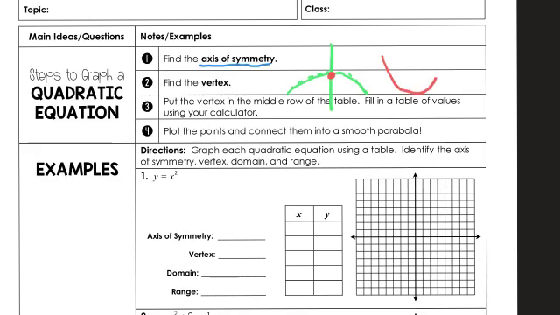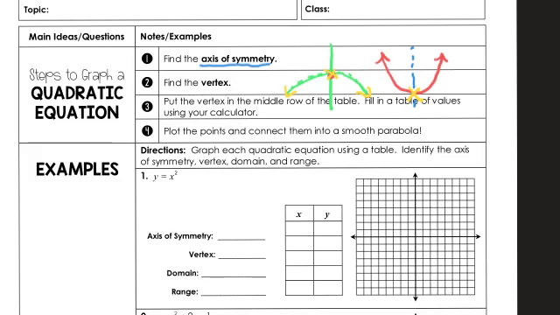But if your parabola was going up, again, you'd have your axis of symmetry in the middle. Your vertex is at the minimum, the lowest point, whereas here it's the highest point. Okay, so axis of symmetry, the line; vertex, the point. You've got to keep those two straight.